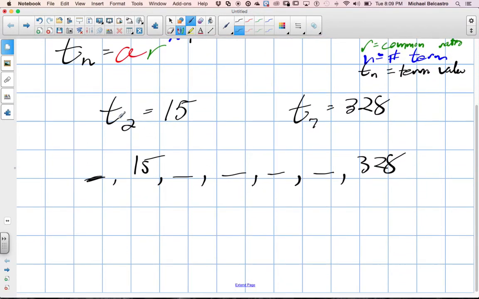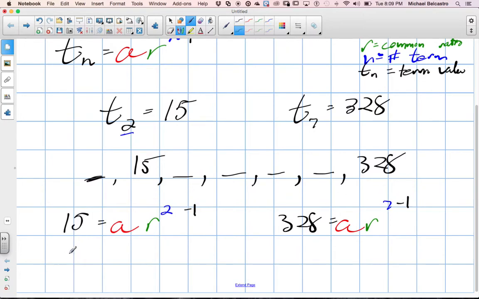So we have some information. We know one of the term values is 15. So 15 is equal to a, which is unknown, times r, the ratio, which is unknown, to the power of the term number we know, 2 subtract 1. And in the other formula, we have 328 is equal to a, unknown, times r, the common ratio, unknown, to the power of 7 subtract 1. Those are simple to simplify. That's going to be 6, and that's going to be 1.